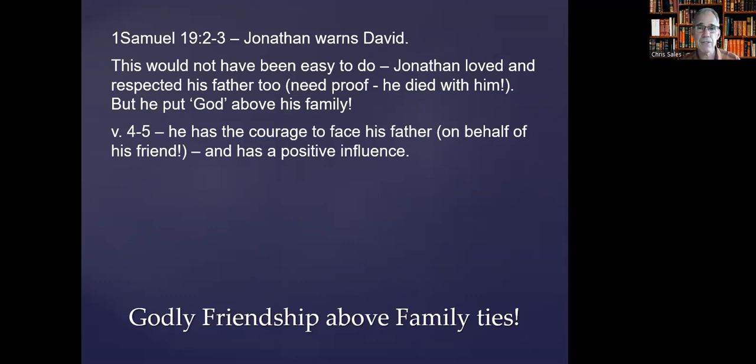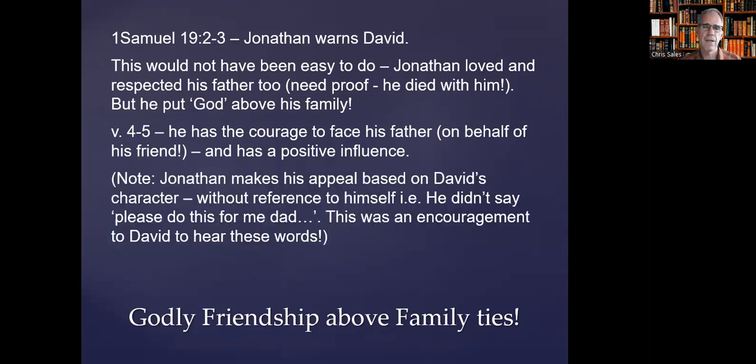This is amazing. This is what friends do. They stand up for each other. Not when it's convenient, when it's inconvenient. And in positions where it's awkward. This is what friends do.